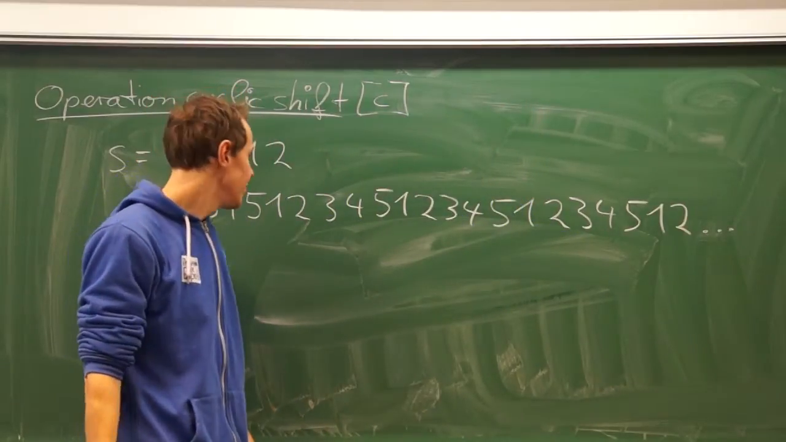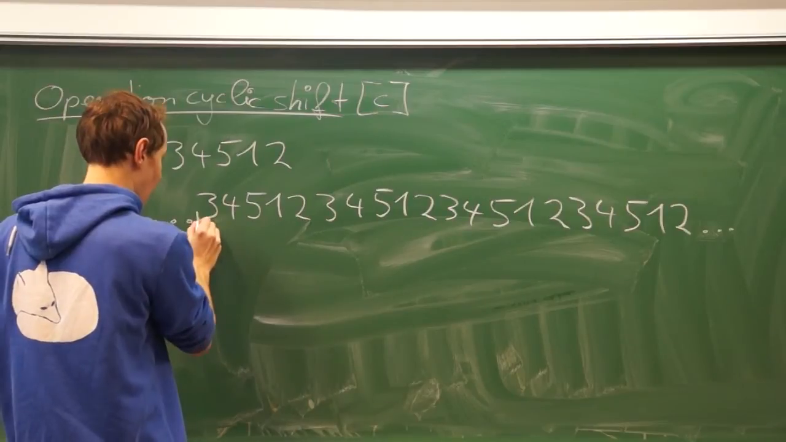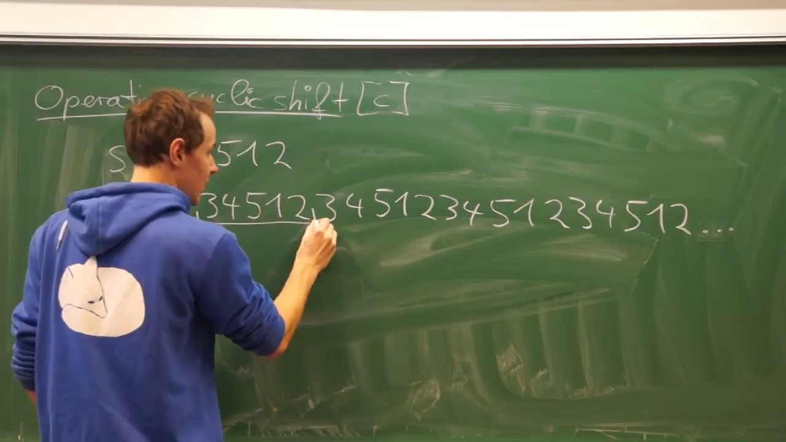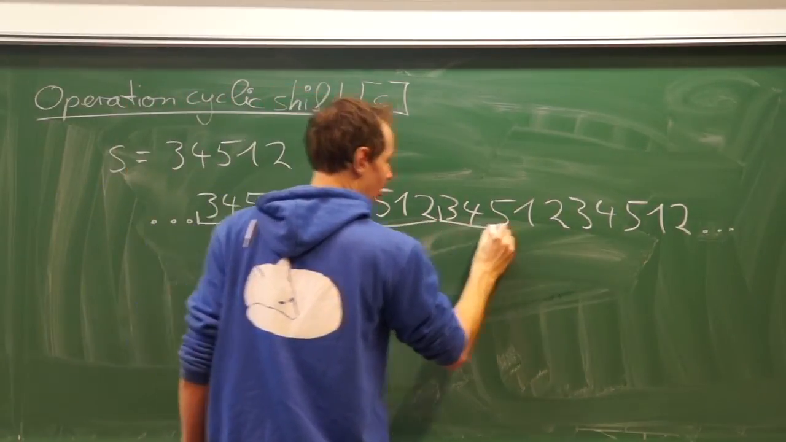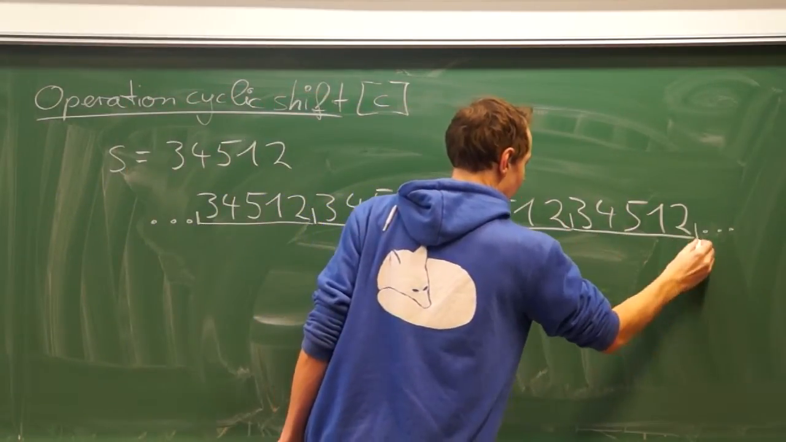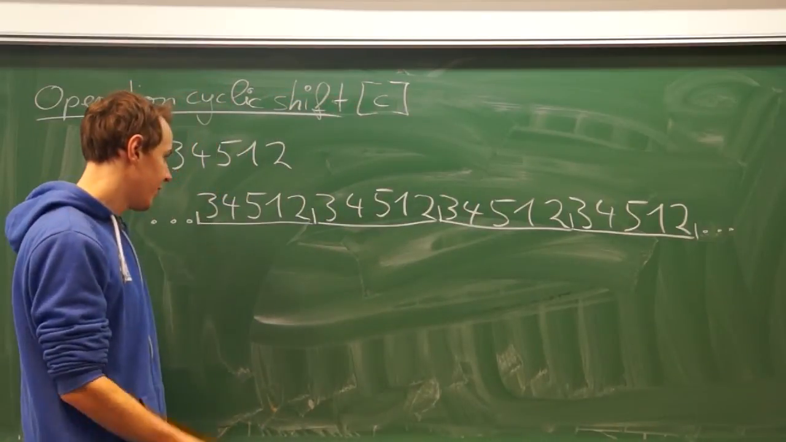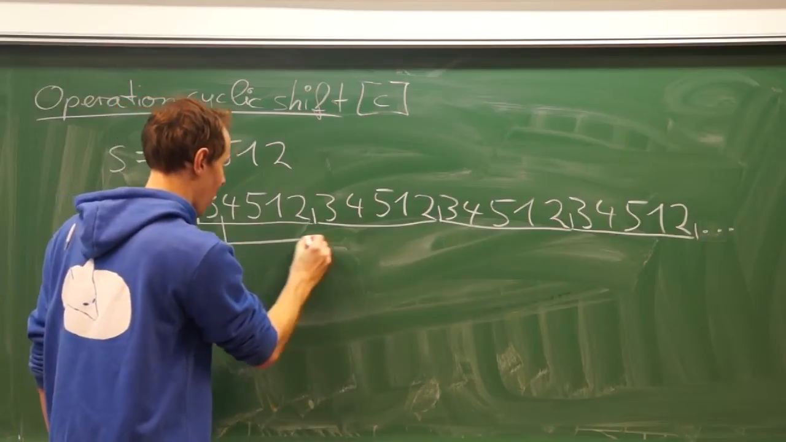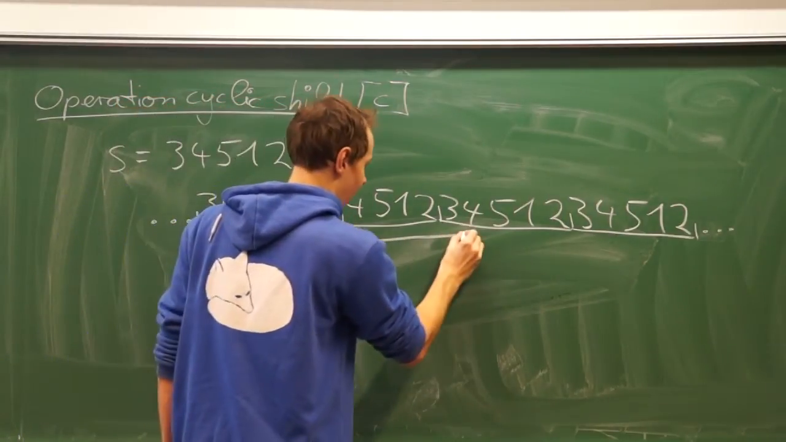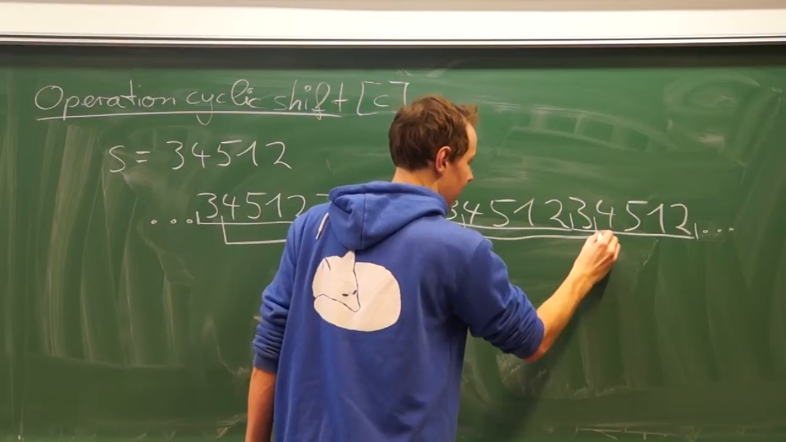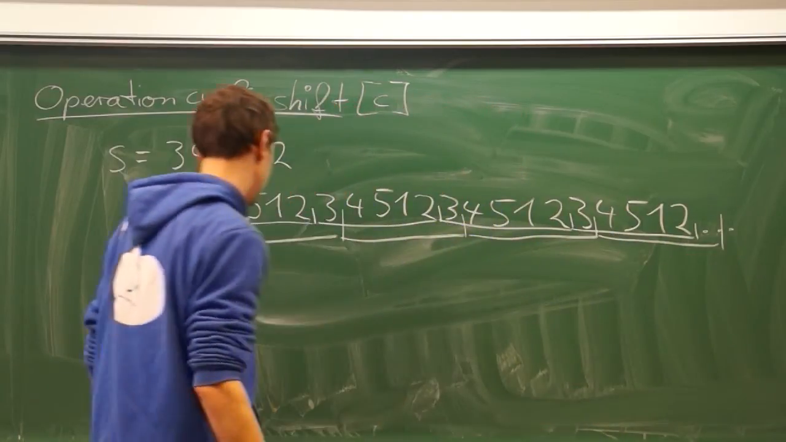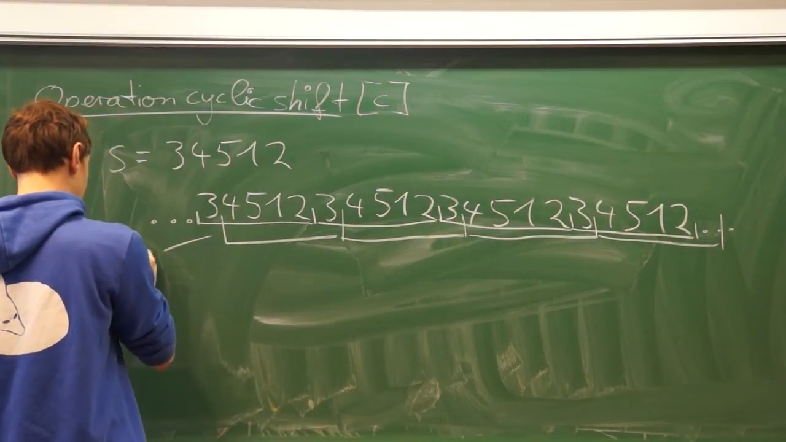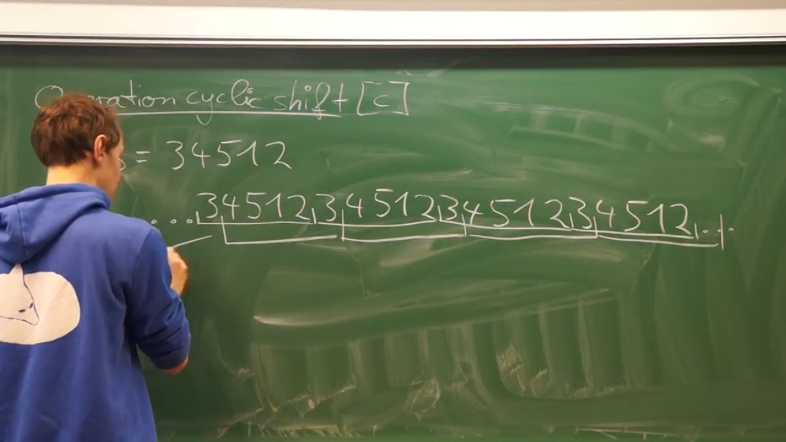But since we do it in repetition, we could also see that we are right now looking at this pattern here. But we could also think about this pattern as 4, 5, 1, 2, 3. And it would be the same pattern. So here I got 4, 5, 1, 2, 3.